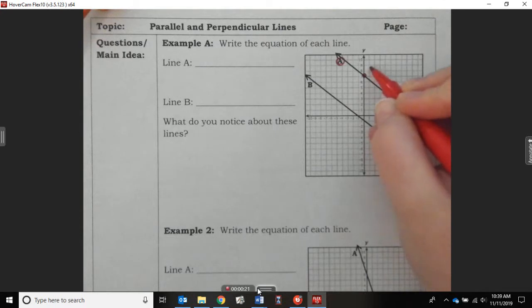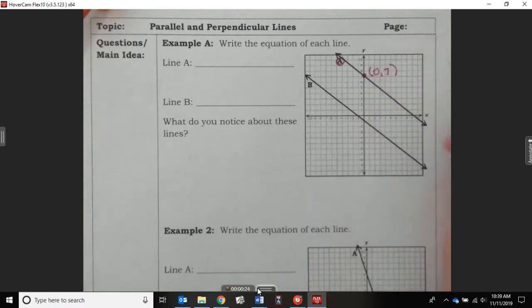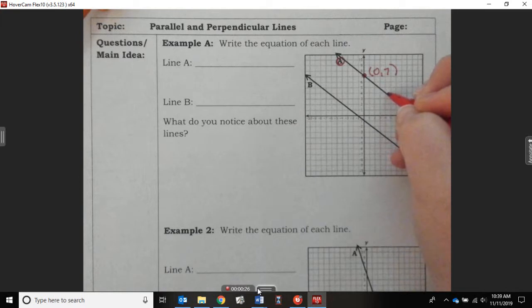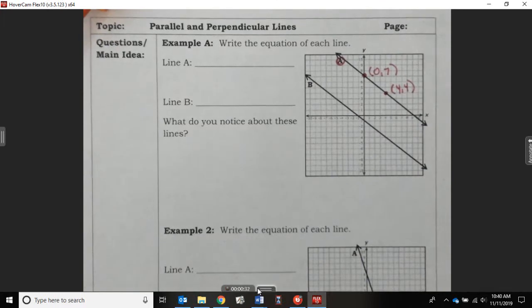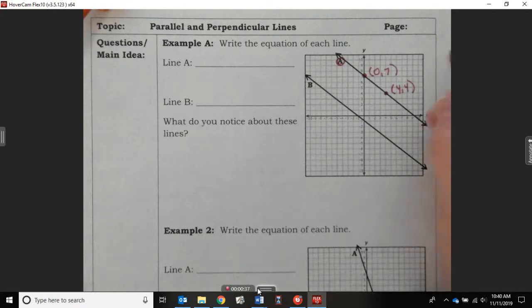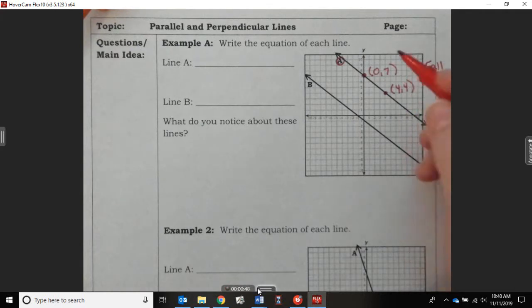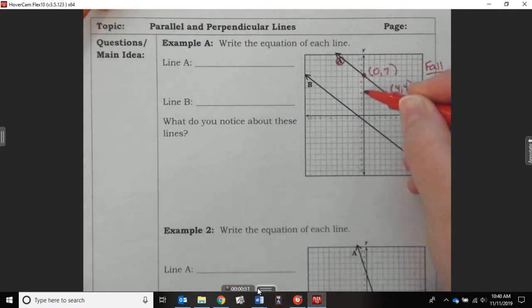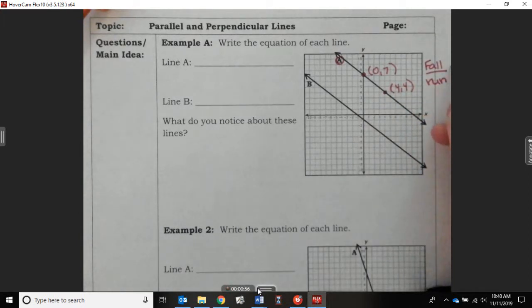So here is my y-intercept, that would be 0, 7, and over here I have another point, and that would be 4, 4. Now, we know that I can put these 2 points into list and spreadsheet on my calculator and it will tell me the equation of the line, but I can also do it by hand by finding my slope. Now remember, your slope is your rise or your fall over your run, and I am falling here. So let's see, I go down 1, 2, 3, and I go right 1, 2, 3, 4. So my fall over my run is going to be negative 3 over 4.